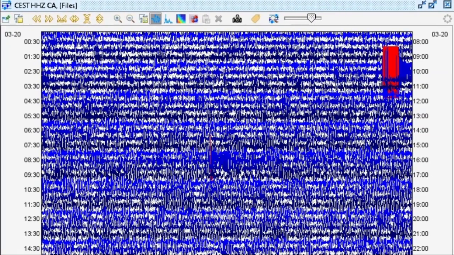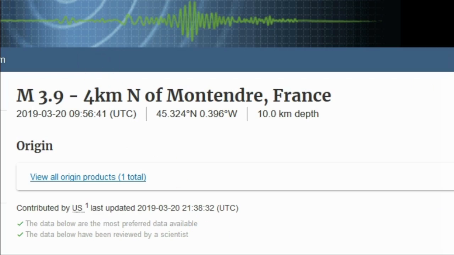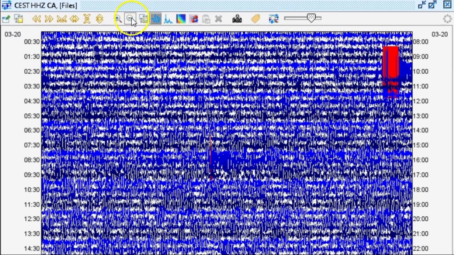Again, this is the closest seismic station. Distance is only 2.97 degrees. That's not too bad. 47.2 seconds arrival time. So we will get a good look.